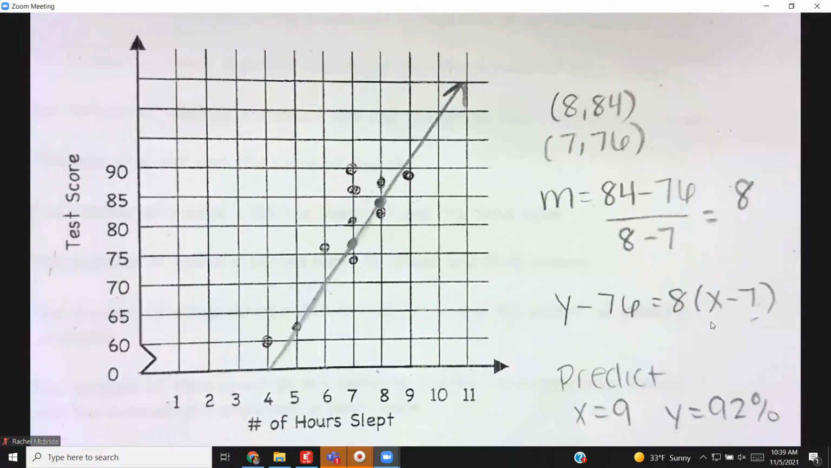So turn to that 2-5 practice handout. And go ahead. Part A is to make the scatter plot, B is to use it, and then C is to compare it with the calculator.